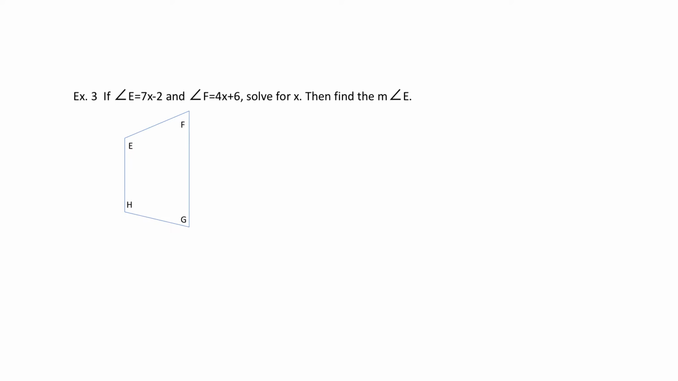So we'll throw some algebra into this as well. We are given angle E as 7x minus 2 and angle F as 4x plus 6. It's very important that you always look, we talked about this in geometry a lot. It says solve for x, then find the measure of angle E. So we are going to be looking for angle E when this is all said and done.